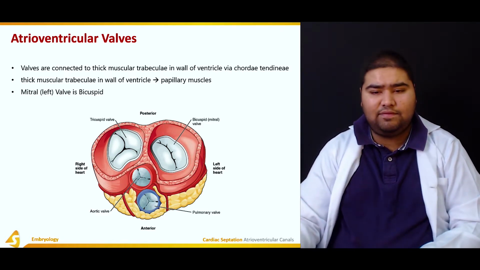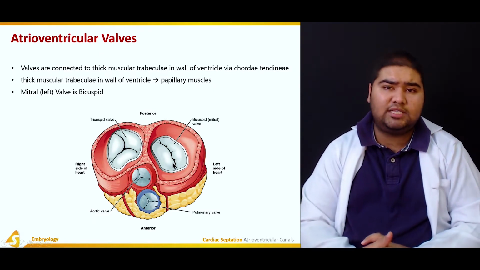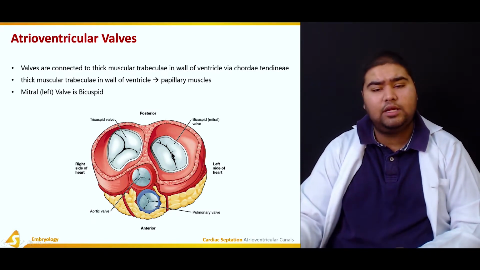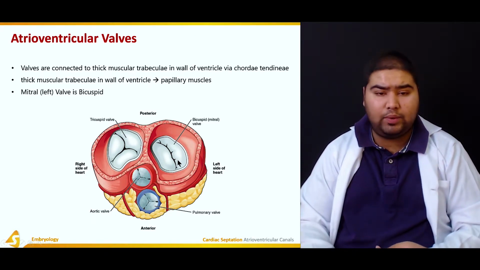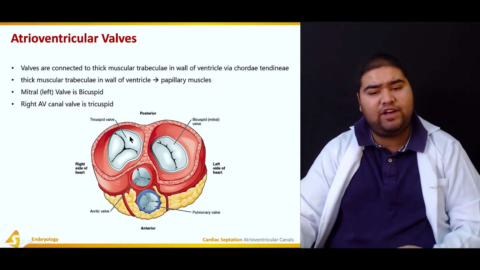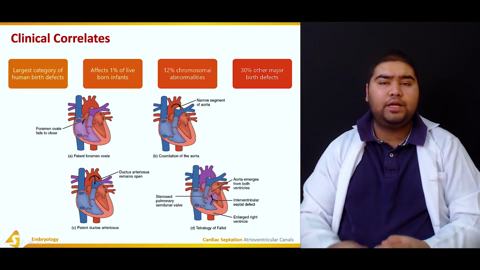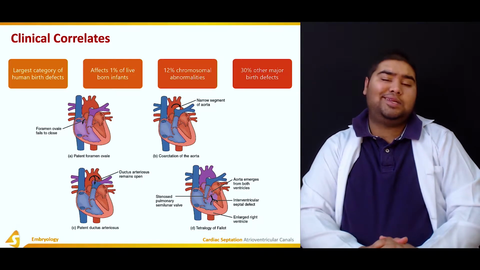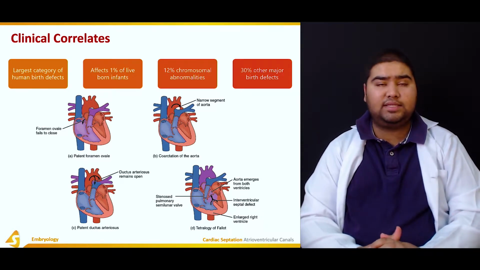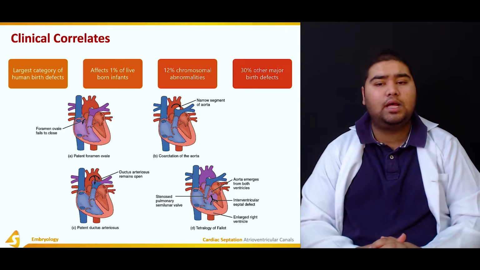The mitral valve is bicuspid. Bi means two, cuspid means cusps. So it has two cusps, or two parts, and it is known as a bicuspid valve. The right AV canal has a tricuspid valve, that is, it has three cusps, hence the name tricuspid valve. So, heart anomalies, let's talk about those. These are the largest category of human birth defects. They affect about 1% of live-born infants.